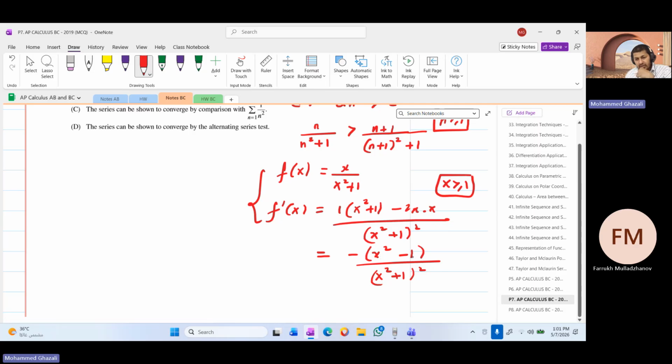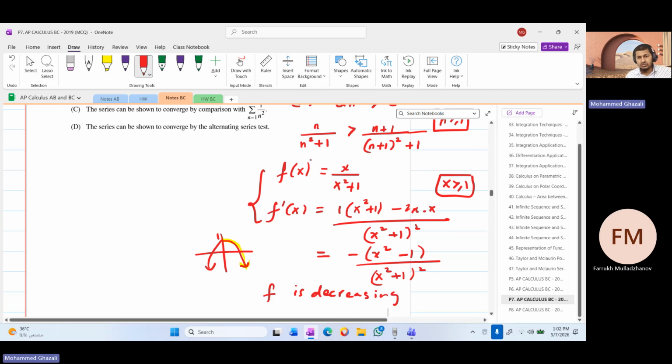X squared minus 1. Now, don't worry about the bottom because the bottom is always positive. Let's observe the top. I've got minus x squared plus 1. Isn't minus x squared plus 1 a graph that goes like this? And if I'm starting at more than 1, I'm looking at this half of the graph. You can see this graph is just decreasing. So f prime of x is negative, so basically f is decreasing.